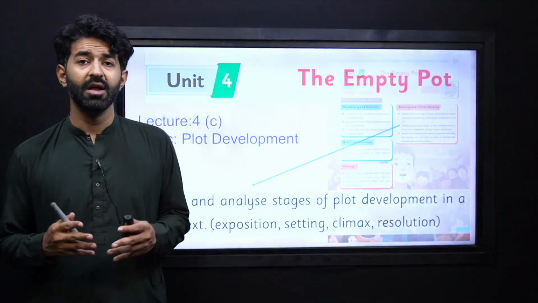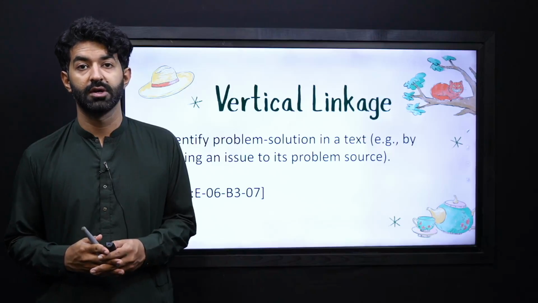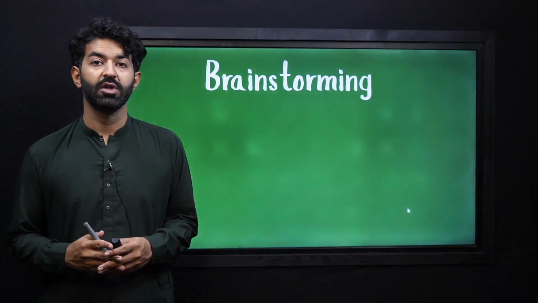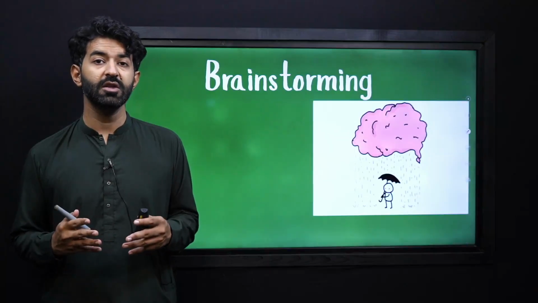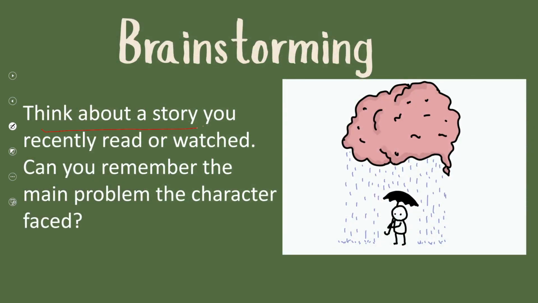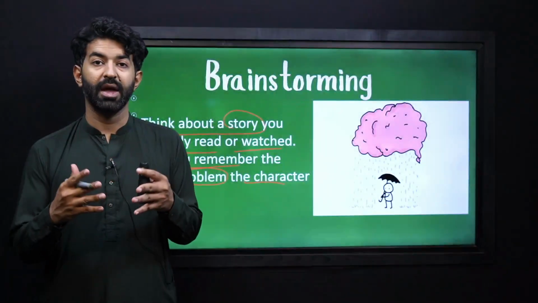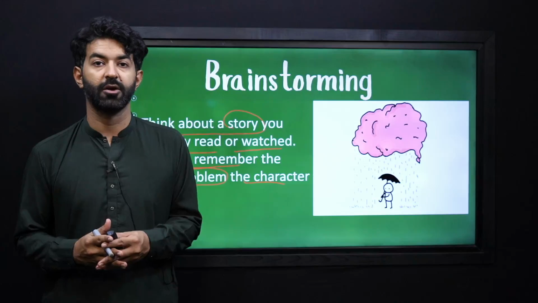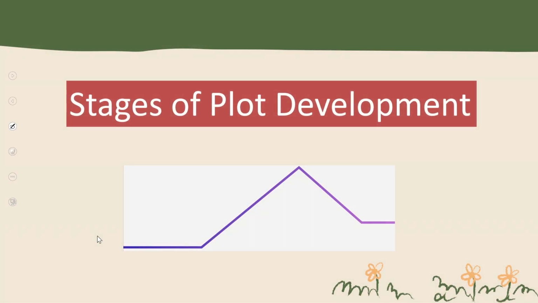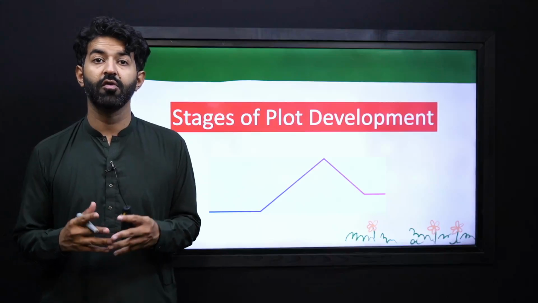Now, let's move on with our vertical linkage that links this SLO with the previous grade that you have already studied. Now, moving on with our brainstorming session for today. So for today's brainstorming, we have a question. You have to think about a story you recently read or watched. Can you remember the main problem the character faced? So think about it. What was the main issue, the conflict, or the problem that was the main part of the story? Now, moving on with our topic, which is about stages of plot development.